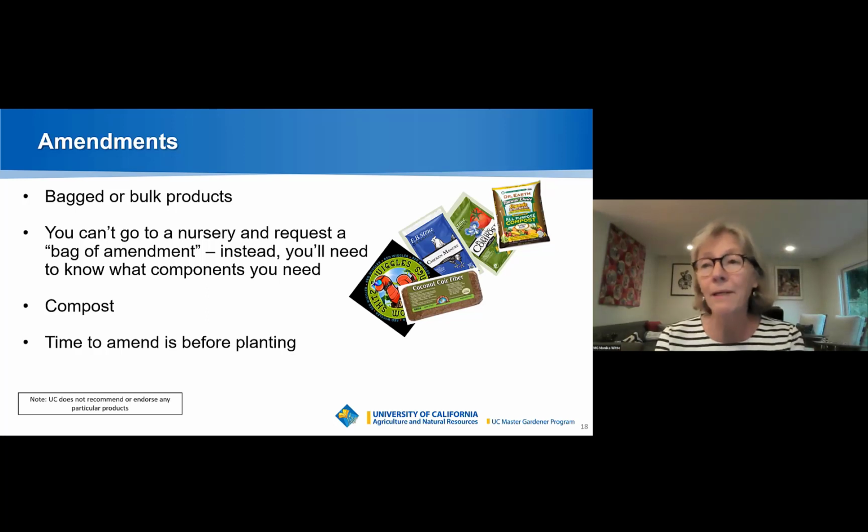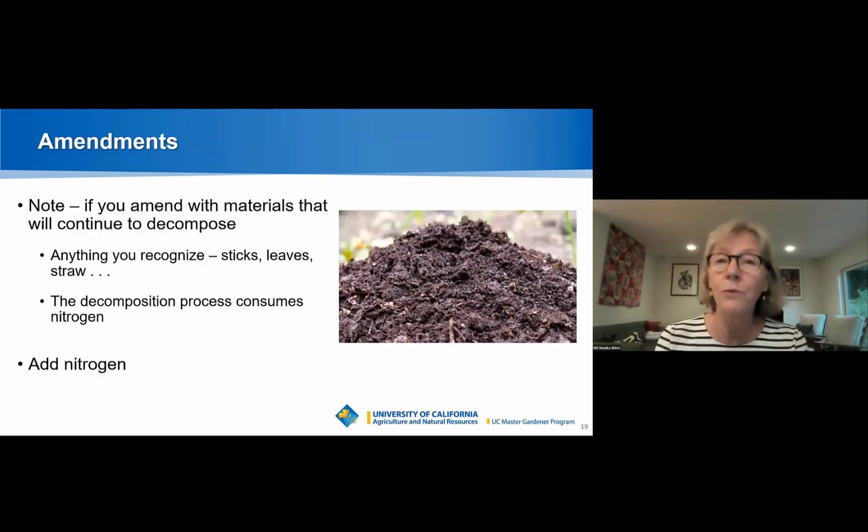So when do you add amendments? Before planting. Mix them into the top layer of the soil. If you amend with materials that will continue to decompose, and this could be anything you recognize, sticks, leaves, or straw, the decomposition process consumes nitrogen. So if you see little sticks here, those little sticks will draw nitrogen out of the soil when they're decomposing. So you're going to need to add nitrogen.